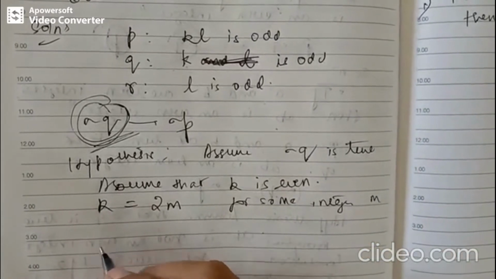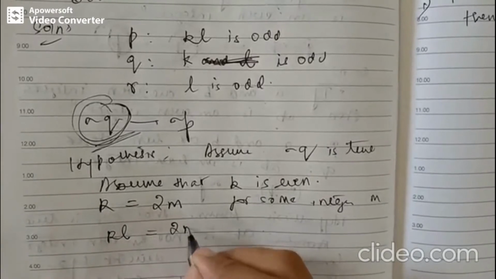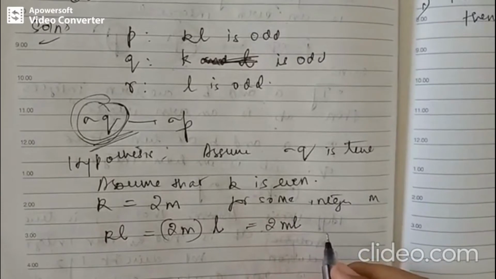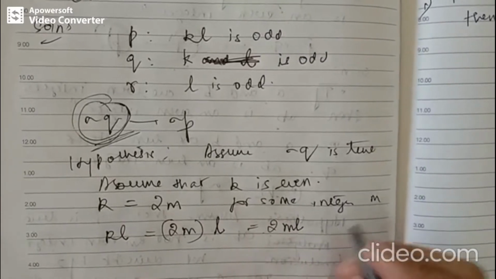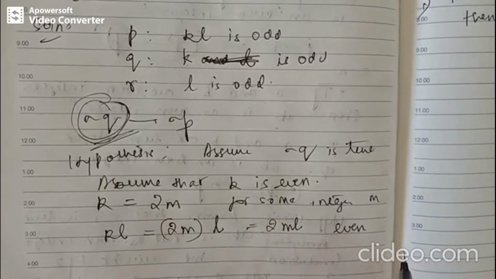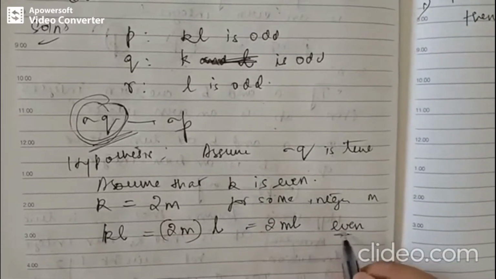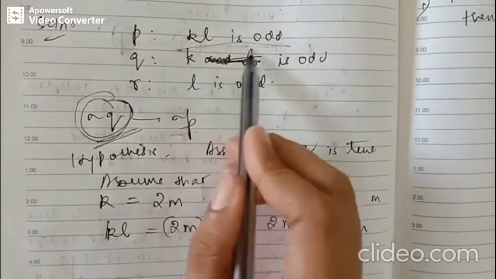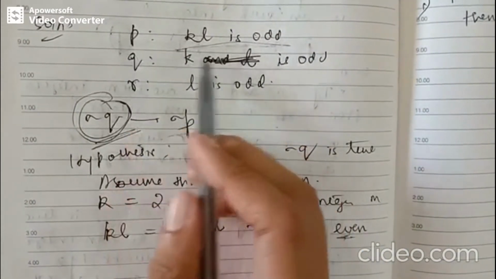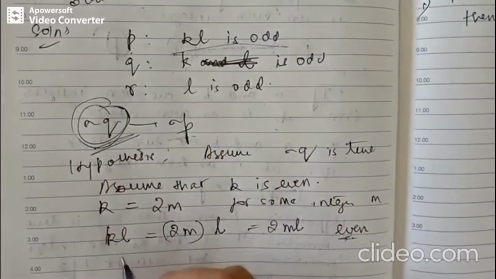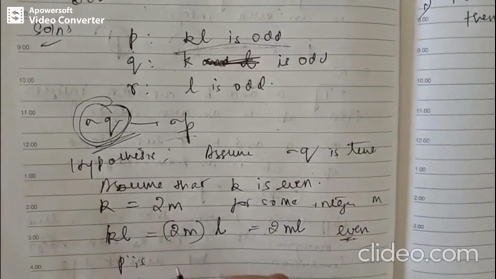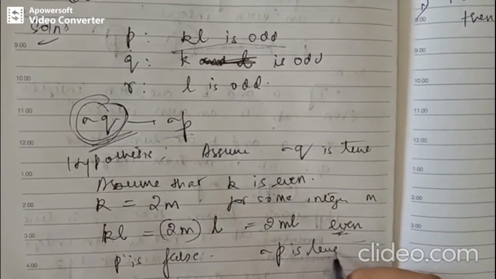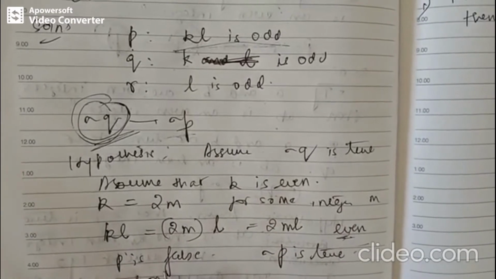So what will be kl? kl will be 2m into l, or it is 2ml. Again, you can observe this is even. That means kl is even. So we are saying that P is false. So we have inferred that P is false. That means negation P is true, thereby proving the contrapositive.